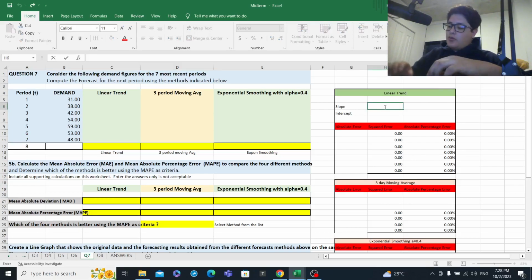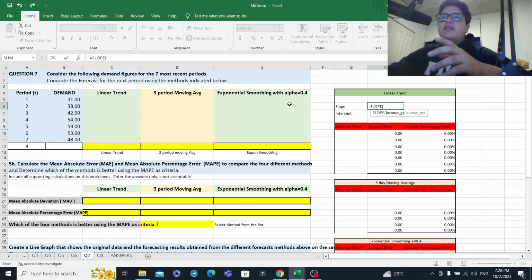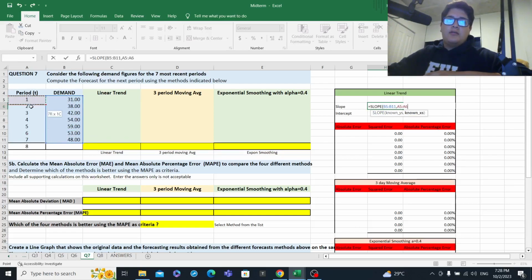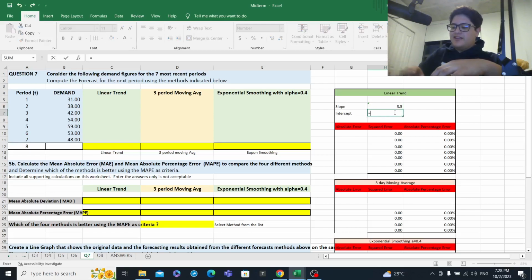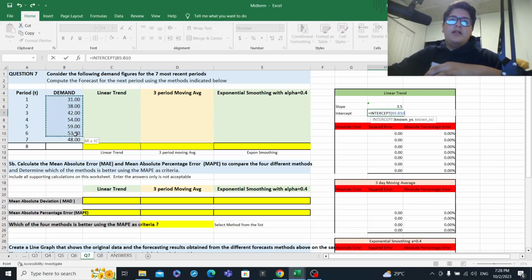First, for the slope we have to identify our x and y's. In this case our y's are gonna be this one and our x are gonna be this one, and the same for the slope for the intercept. Sorry, our y's are the demand and the x are gonna be the period.